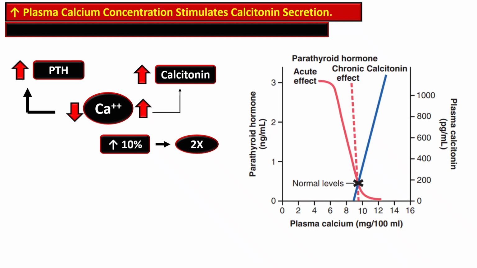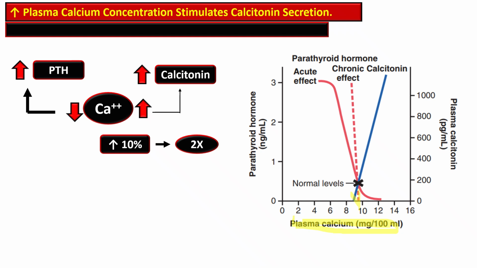This graph is illustrating the relationship between plasma calcium concentration and the secretion of the two hormones, the parathyroid hormone and the calcitonin. On the x-axis, there is plasma calcium concentration expressed in milligram per 100 ml, and the normal calcium is marked at 9.4 milligram per 100 ml.